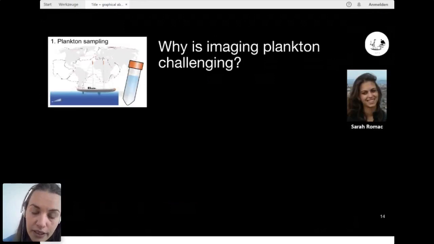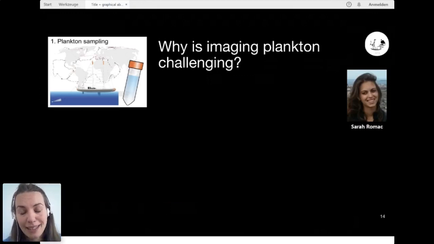What's so difficult about imaging plankton? Well, first of all, it entails a whole pipeline from sampling to image annotation. So scientists like Sarah go out on research vessels to collect plankton in fine mesh nets at defined depths and well-defined locations. In particular here, the Tara Oceans expedition sampled plankton all over the world. And this is a unique collection which allows us to study diversity on a global scale.